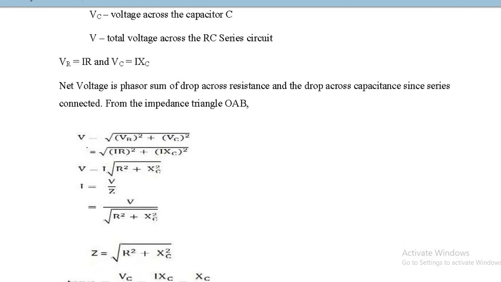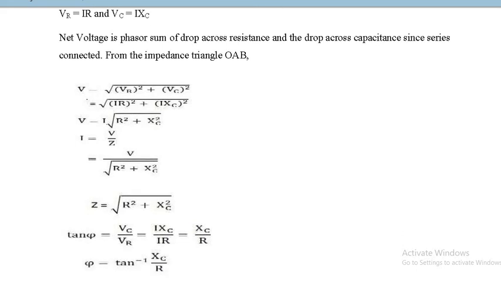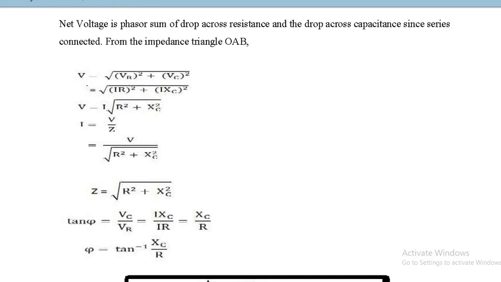If I take V by I equal to Z, where Z is impedance, this can be written as V upon root of R square plus XC square. The current can be written as V upon Z, where Z is root of R square plus XC square. The same value when we dealt with RL series was root of R square plus XL square, right? Cos phi remains the same, that is R by Z, and tan phi is equal to XC by R, which was XL by R in the case of the RL series circuit, if you remember.